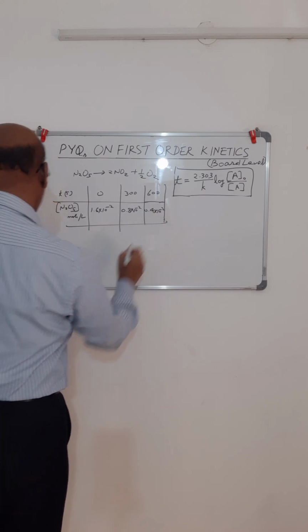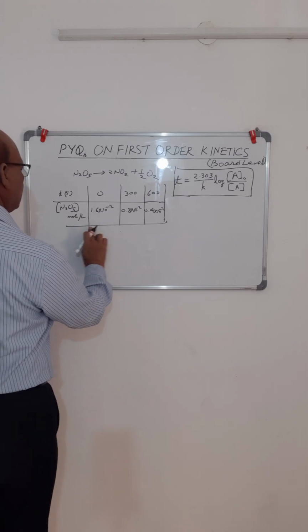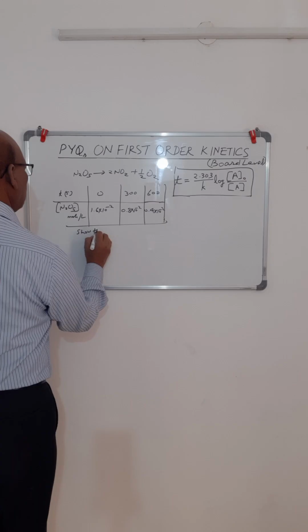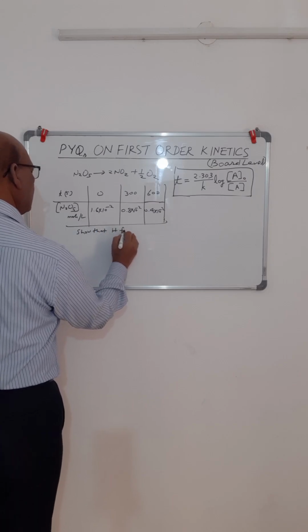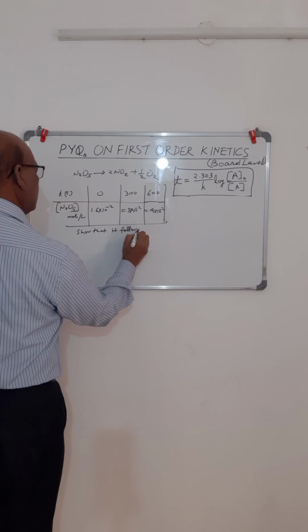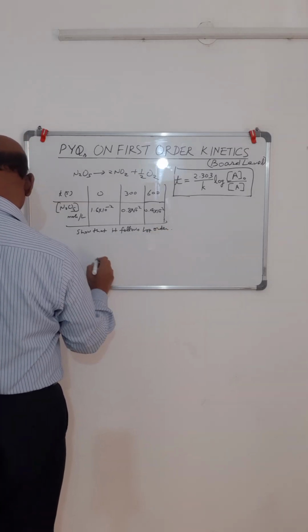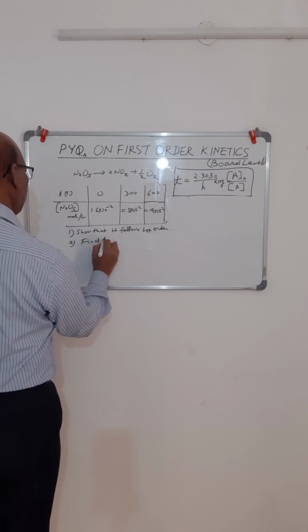ये 3 डाटा हमें दिए हुए हैं, and we have to show that it follows first order kinetics. And second, we have to find the half life.